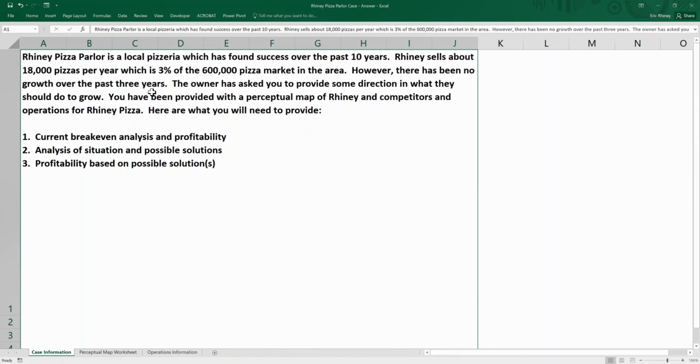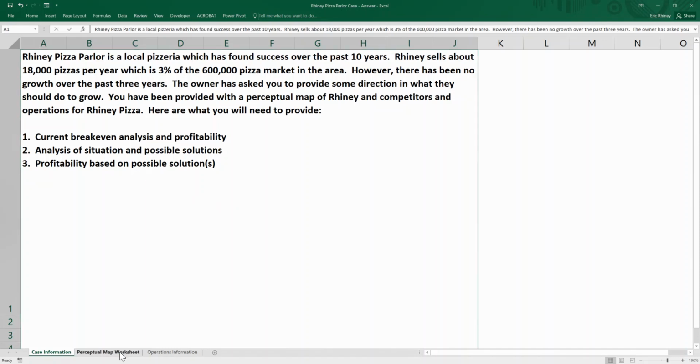However, there has not been any growth for Riney Pizzeria, and the owner has asked you to provide some direction in terms of what they could possibly do to grow. You are provided with a perceptual map of Riney and competitors, as well as operations of Riney Pizza Parlor. So we're going to conduct a break-even analysis and profitability analysis, and we'll use elasticity of demand and look at some other issues to see what we can do to help them resolve their problem.